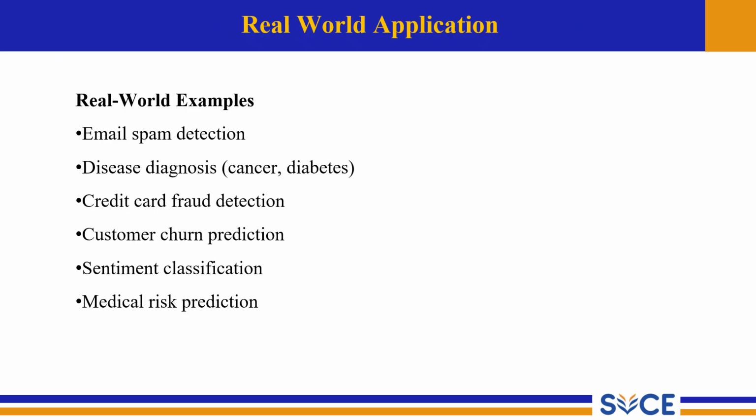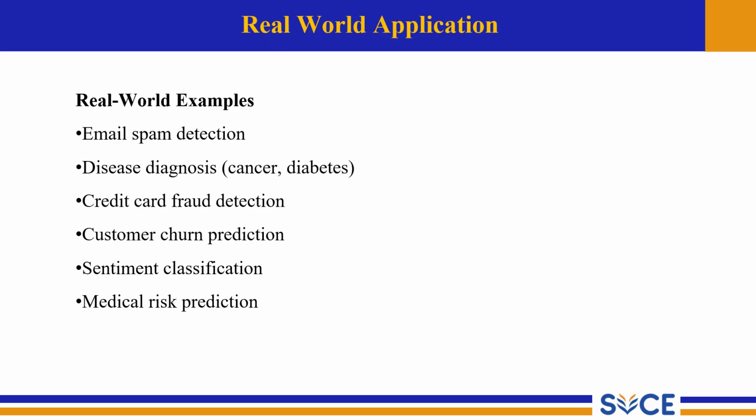These are the real-world applications of logistic regression. The first one is email spam detection. It helps us classify incoming emails as either spam or not spam based on their content and metadata. And in healthcare, it is used for disease diagnosis, such as predicting whether a patient has cancer, diabetes, or other medical conditions based on clinical features.